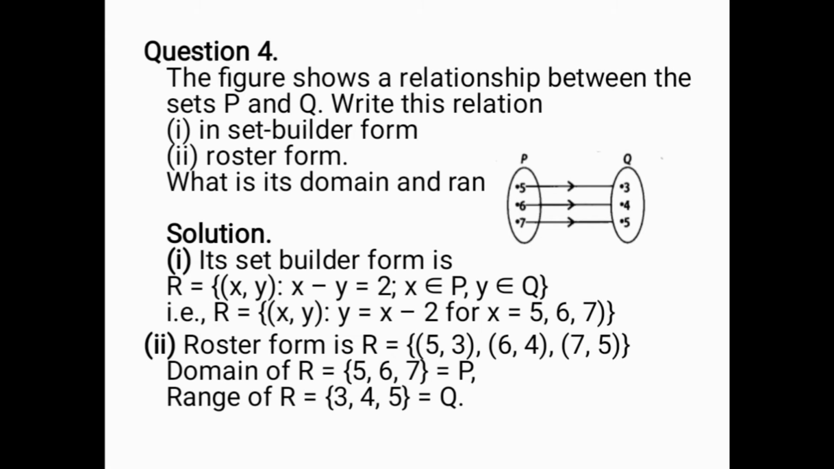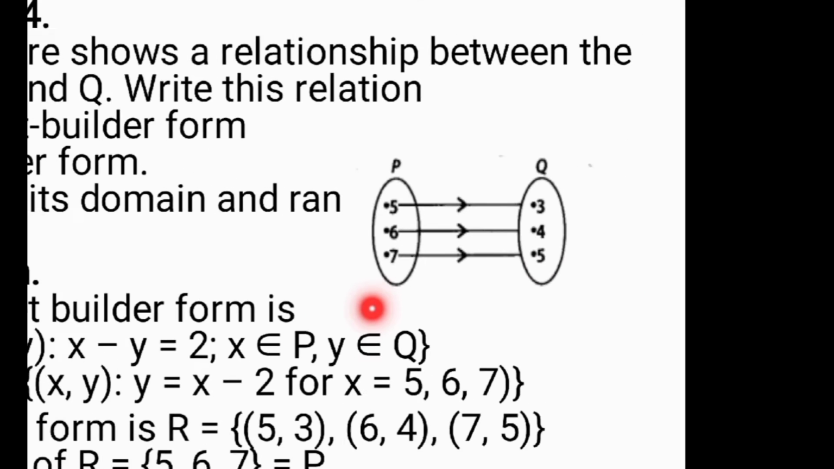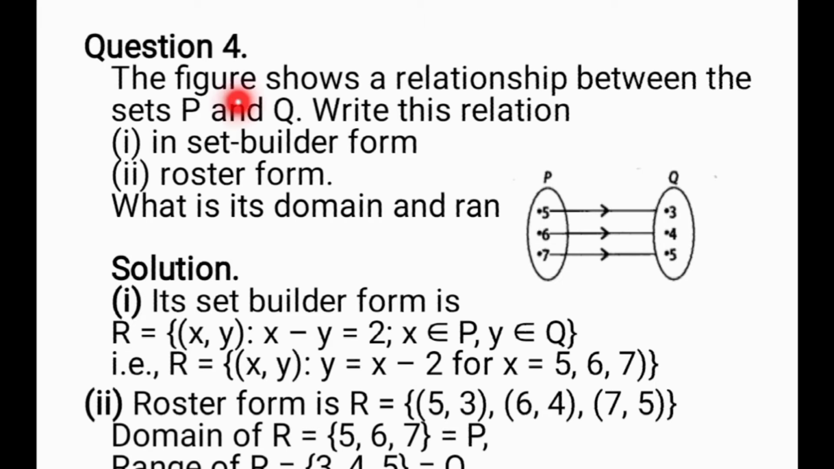Next question number 4. Once again I will explain here. See the diagram. Two sets are given. One is P, another one is Q. This P is called domain. Q is called codomain. Okay, right. The figure shows a relationship between the sets P and Q. Write this relation in set builder form and roster form. What is its domain and range?